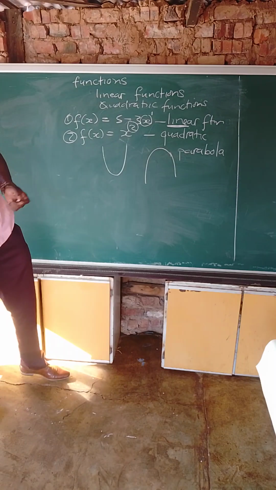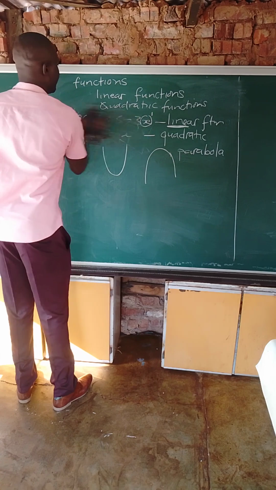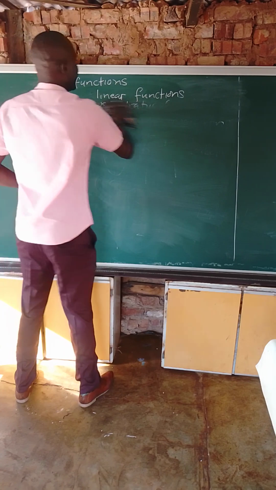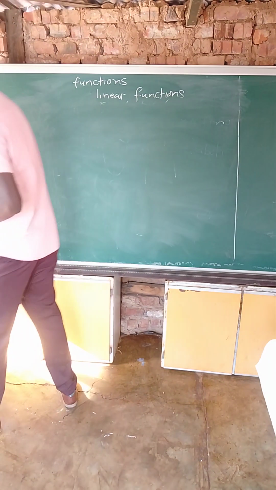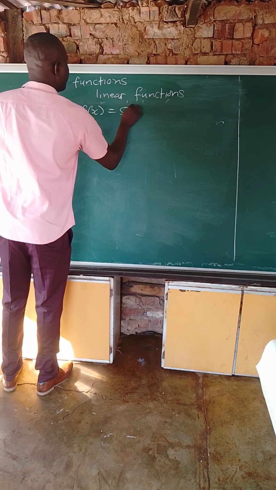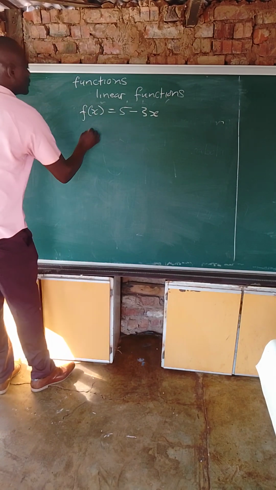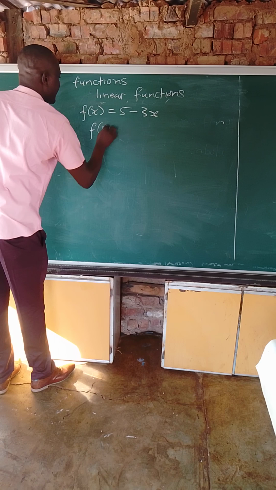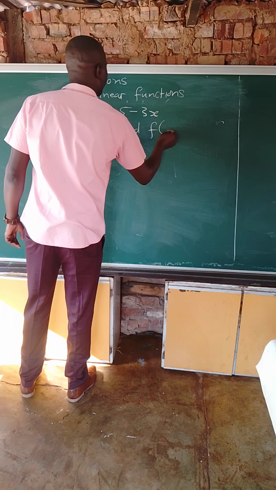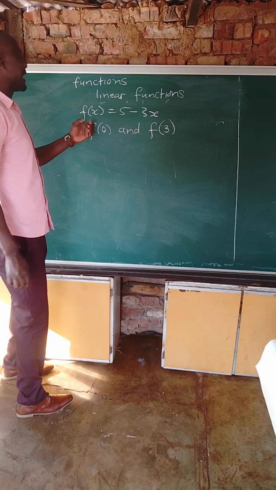So now, given a situation, let's take number 1. Let me create space here. Right. We are given f of x. F of x is equal to 5 minus 3x. So we are told to find f of 0 and f of 3. Right. Here, what are they talking about?